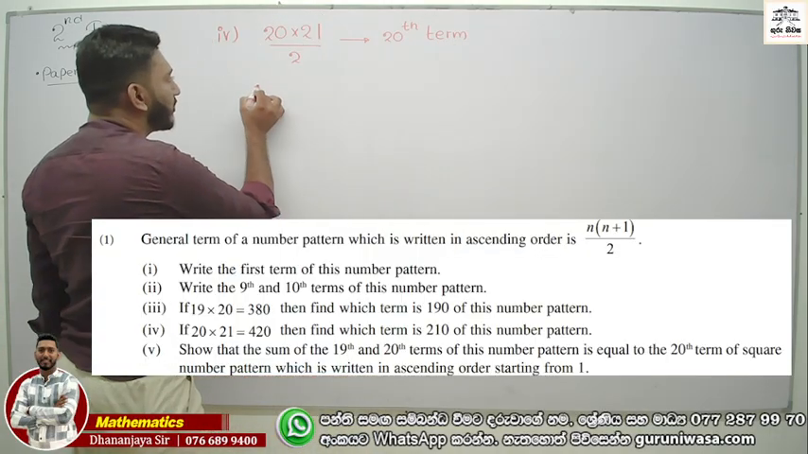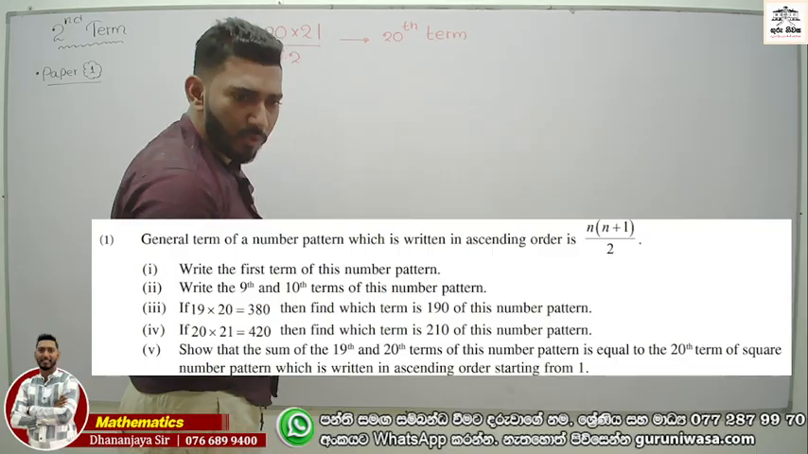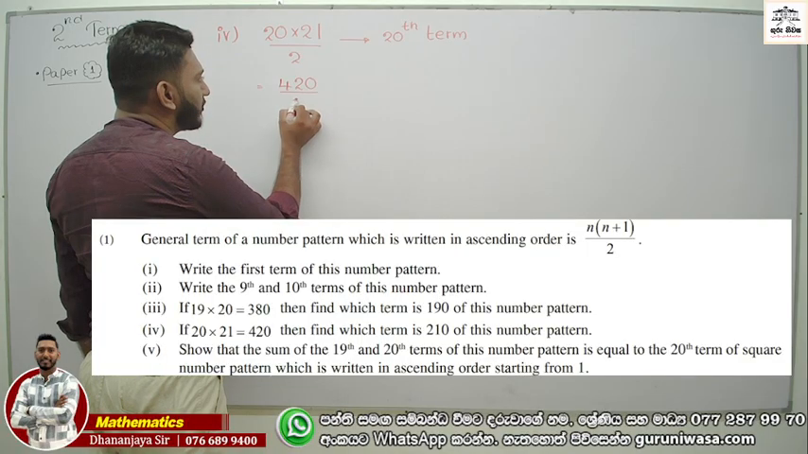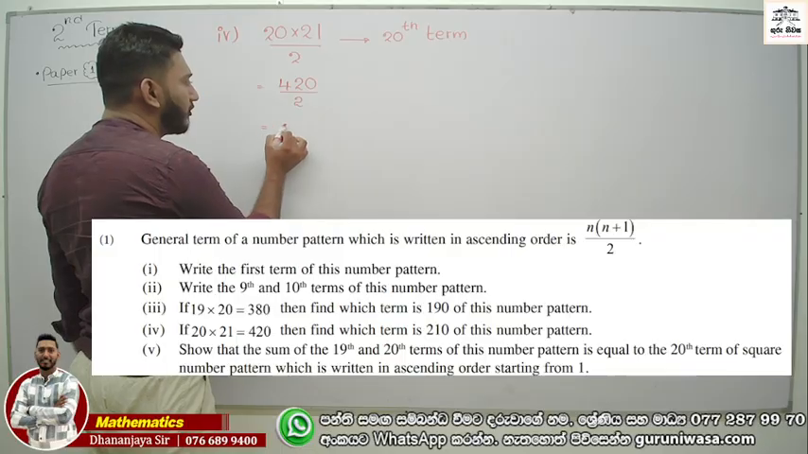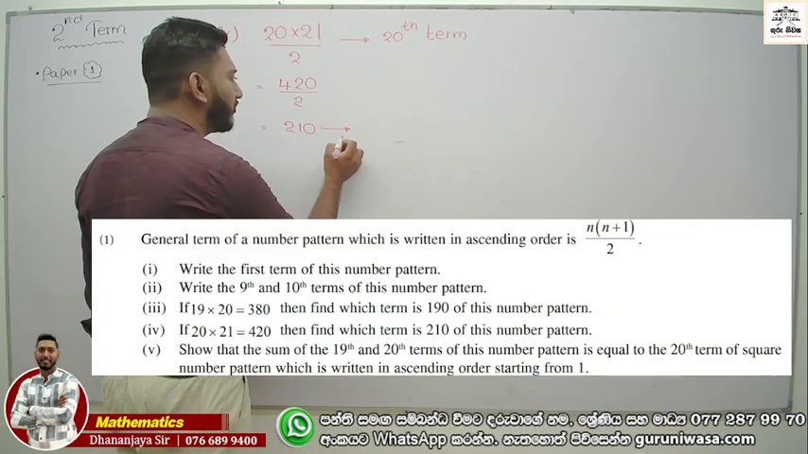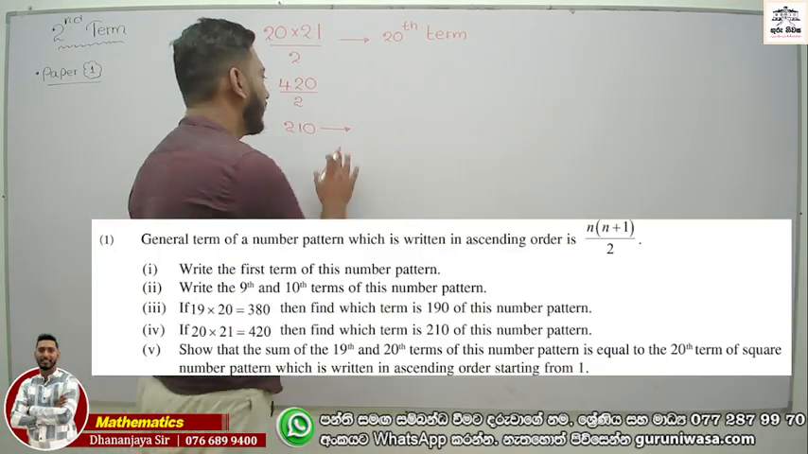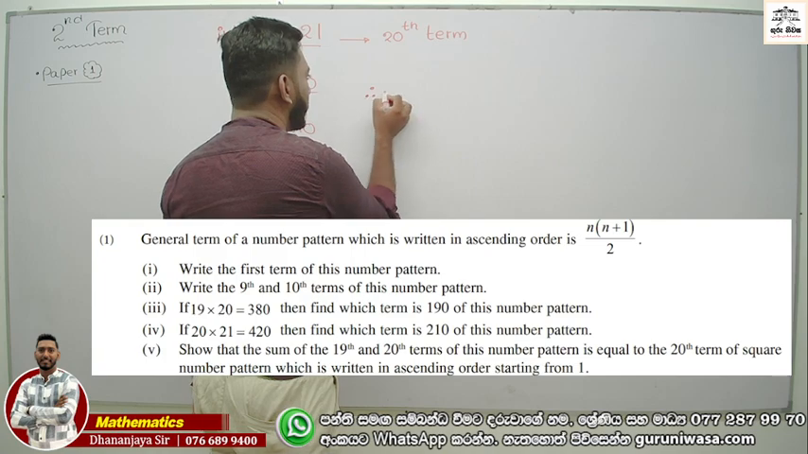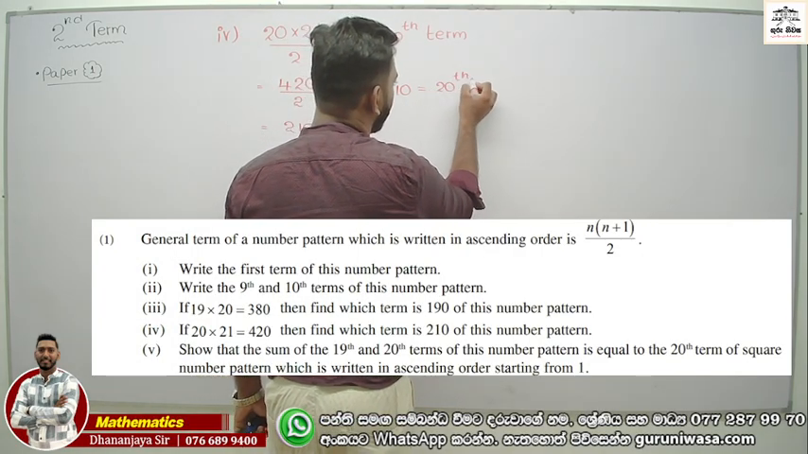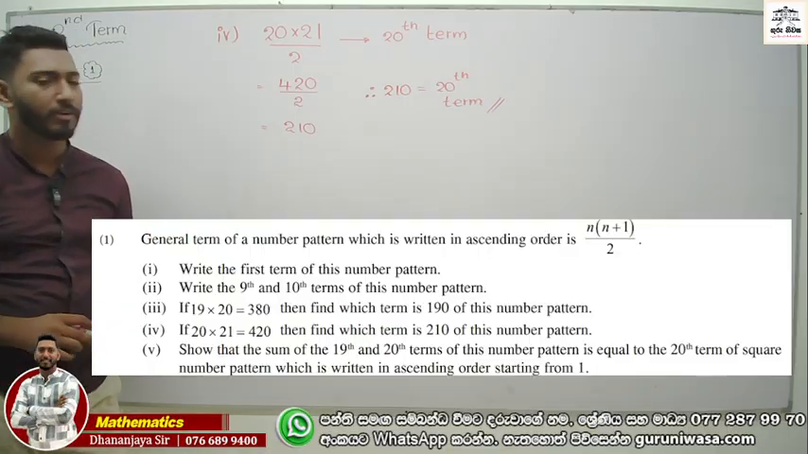And now we know 20 multiplied by 21 is equal to 420. Divide by 2. Now the answer becomes 210. Right? 210. Now 210 should be equal to what? The 20th term, right? Therefore 210 is equal to the 20th term.